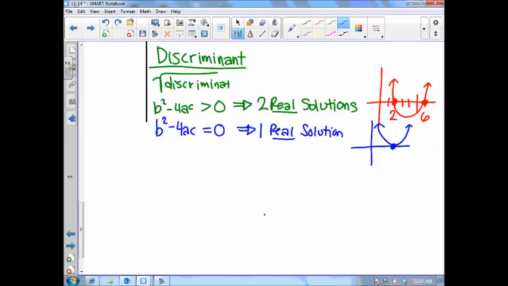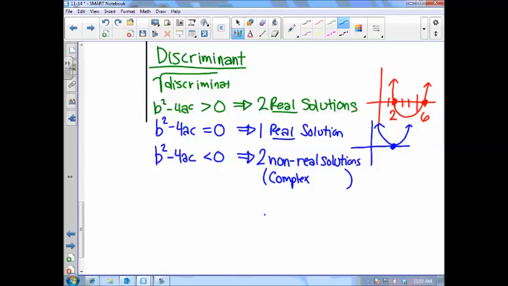And the last way the discriminant tells us our graph would look is if the discriminant is less than 0. What type of numbers are less than 0? Negative numbers. And that is actually going to give us 2 non-real solutions. Two non-real solutions. And next time's lesson, we'll go a little more in depth with that. They're actually called complex solutions. And our lesson next time is on complex numbers. So we'll talk about that more next time.